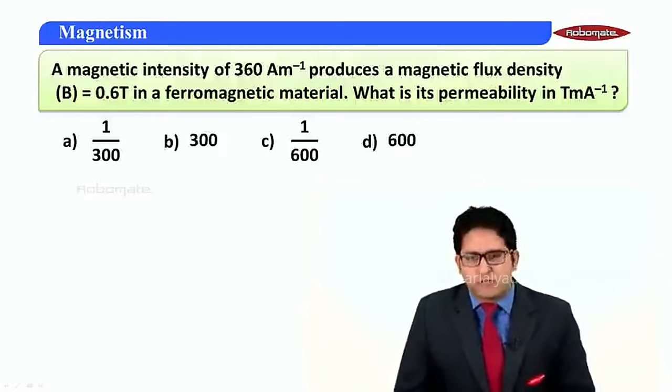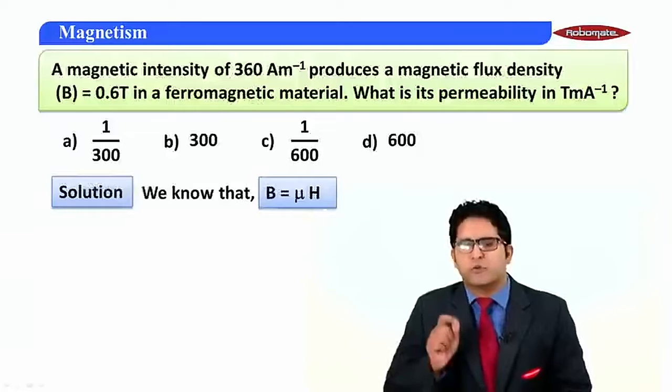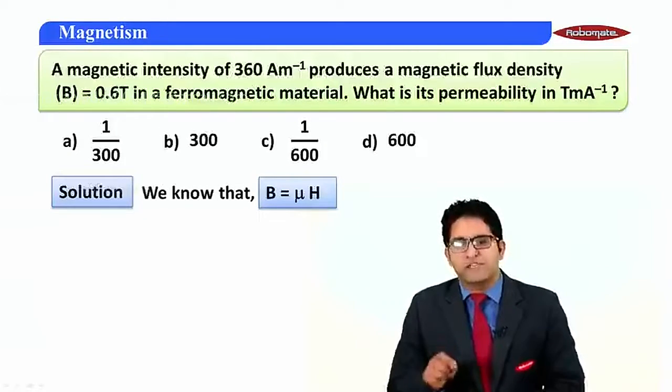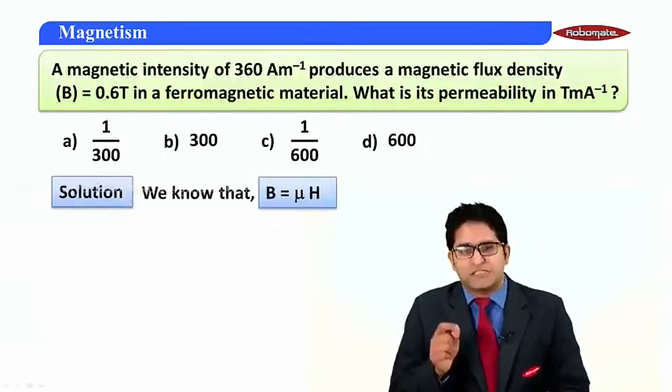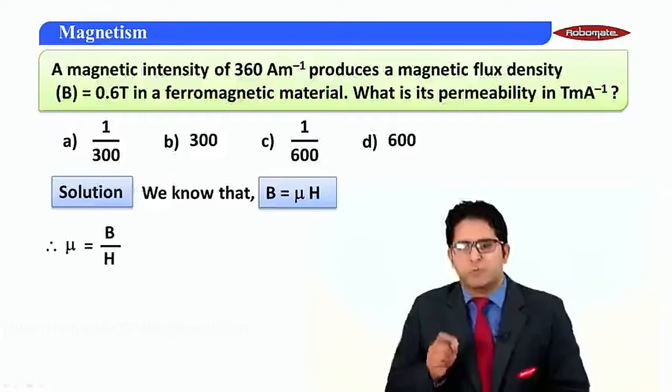Do we know such kind of relation? Yes. And the relation is B is equal to mu into H, where B is flux density, mu is permeability, and H is magnetic intensity. Now after rearranging, I'll get mu is equal to B upon H.